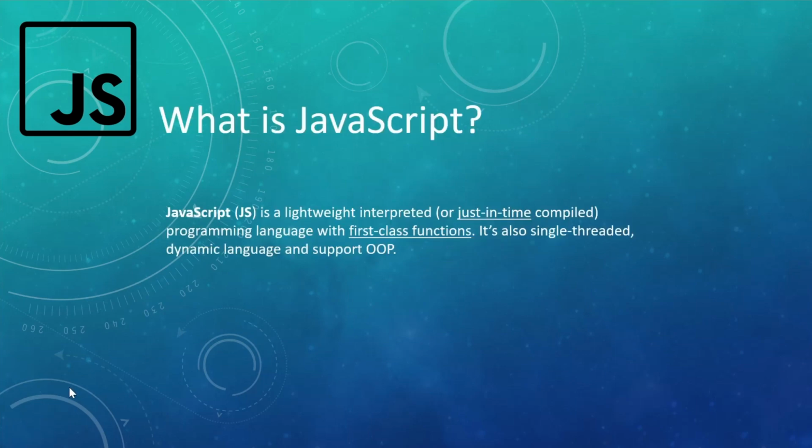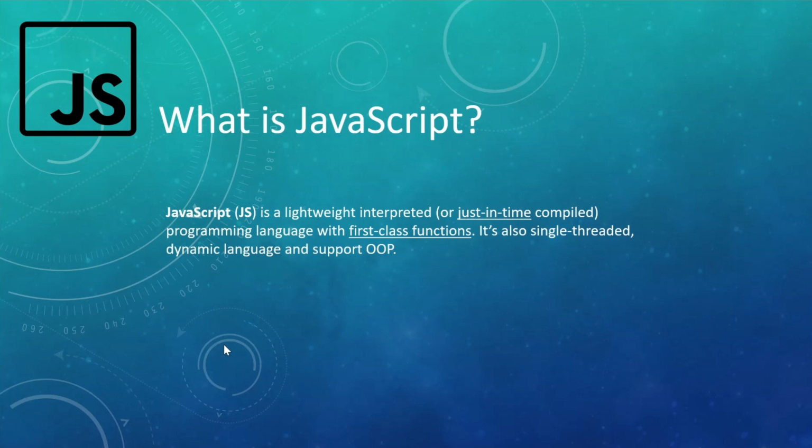The first question everyone should ask is: what is JavaScript? JavaScript is a lightweight, interpreted or just-in-time compiled programming language with first-class functions. It's a single-threaded, dynamic language and supports OOP. Let's break this down. JavaScript is both a compiled and interpreted language.